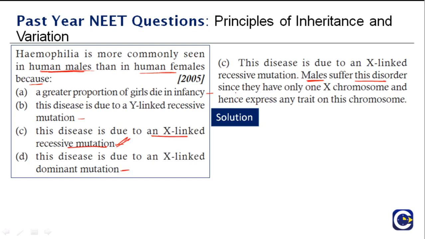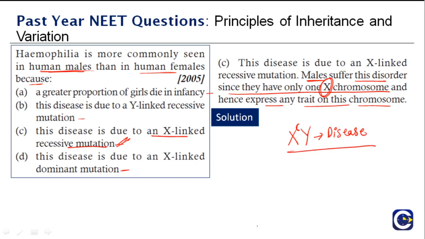Males suffer this disorder since they have only one X chromosome and express any trait on this chromosome. So in human males it is seen more because they have only one X chromosome and this is an X-linked recessive disorder. If this one is mutated, then the person already has the disease. So all the X-linked recessive disorders are more common in males. So the right option is C.